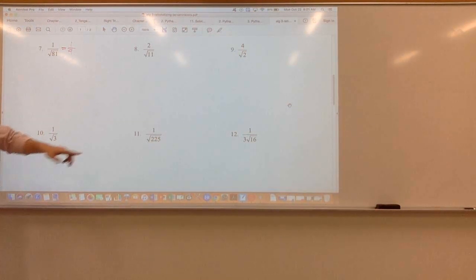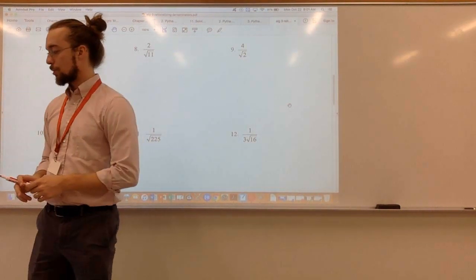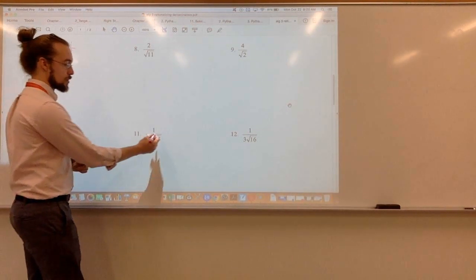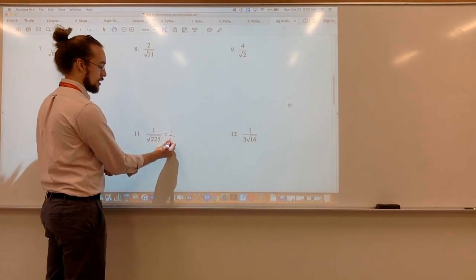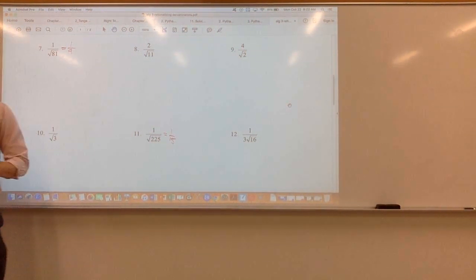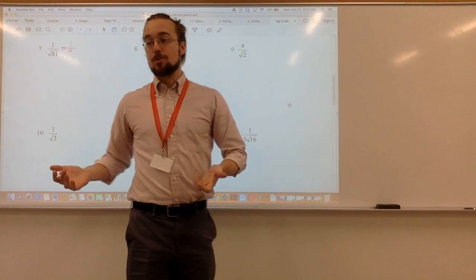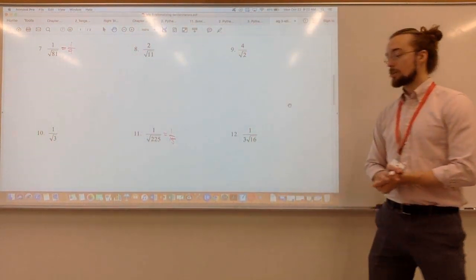So is 225 a perfect square? There you go. Alright, so this one, just like the one we just did, would be 1 over 15. And we don't have to multiply by the radical because 225 is a perfect square.